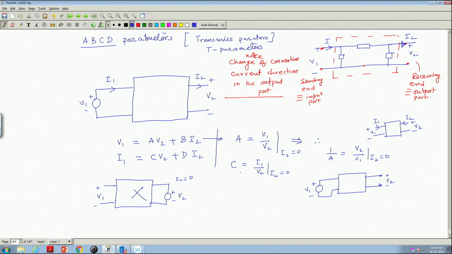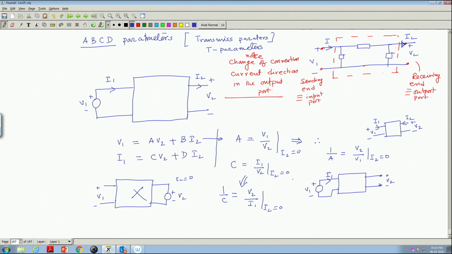Similarly, you see the C, instead of trying to do C directly, 1 by C is nothing but V 2 by I 1 with I 2 equal to 0. So, from the same experiment I will be able to calculate 1 over C, that is V 2 divided by I 1, also recording this current I 1.